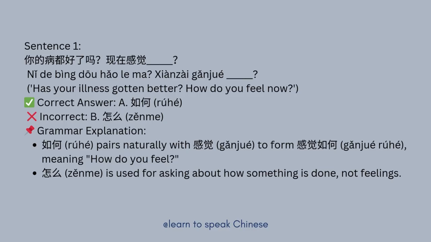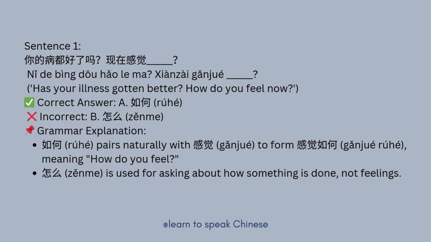Ready? Let's begin. 2. Choosing the correct answer. Let's begin with the first exercise. The correct answer is A. 如何. This term means how or in what way and is specifically used to ask about the state or condition of something. It is commonly paired with verbs like 感觉, to feel, or 认为, to think when you want to inquire about someone's feelings, opinions, or overall state.